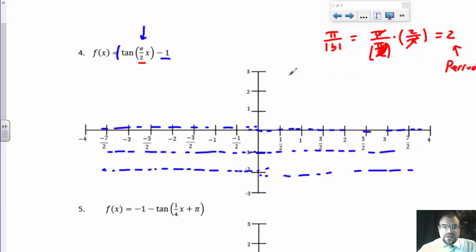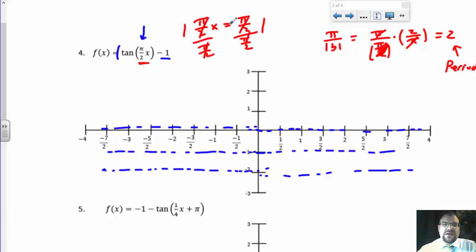Now, the only thing I have to do now is find the asymptote, and for tangent, you always set the parentheses equal to pi over 2 to find a location of one asymptote. So this is equal to pi over 2. If I divide both sides by pi over 2, which is what I'm doing, these will cancel and give me 1, and these will cancel and give me 1.